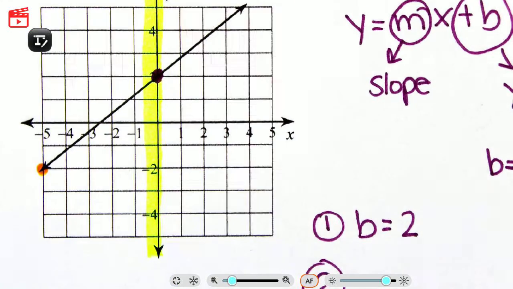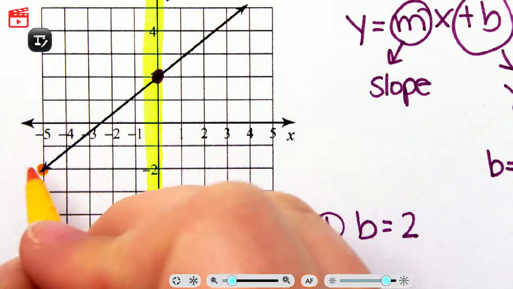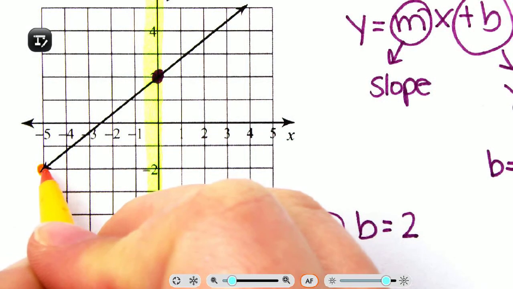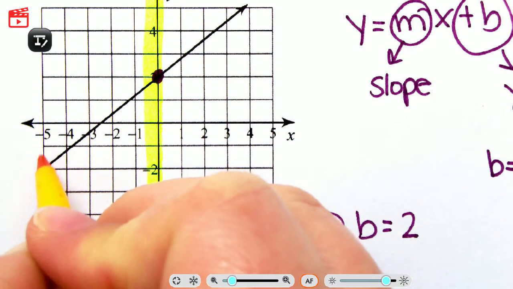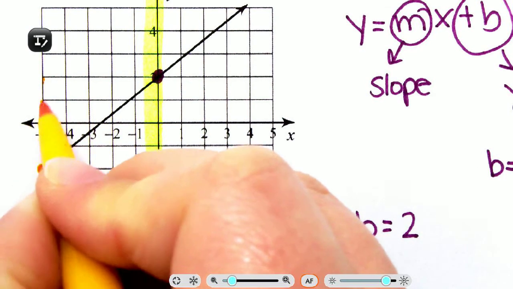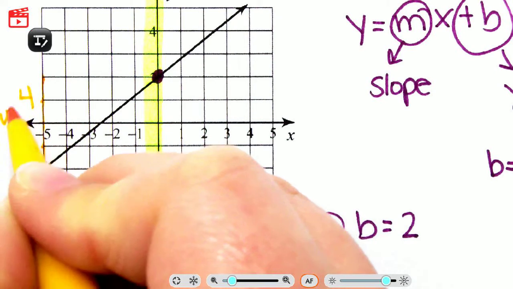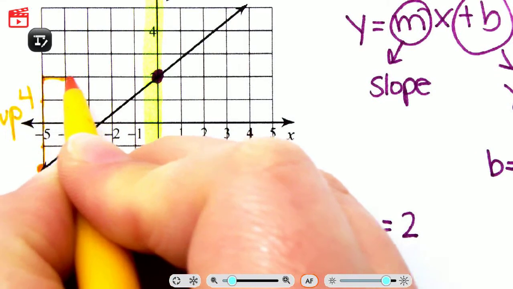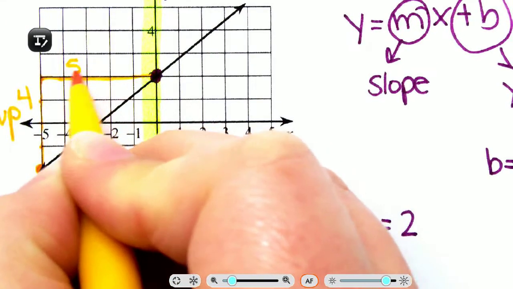Okay, so now we have to find our slope. Pick the point. I usually start with the one that's lower. You're going to go up 1, 2, 3, 4 jumps. Then you're going to go to the right, 1, 2, 3, 4, 5 to the right.